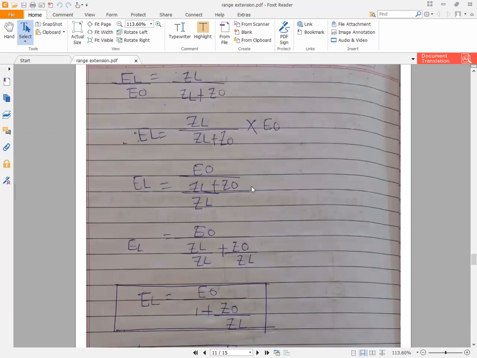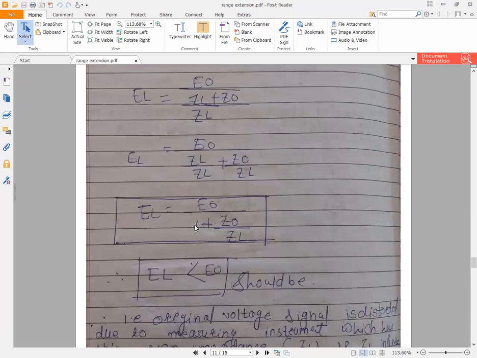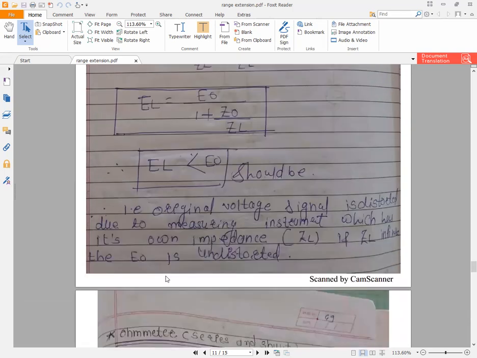These terms will get split into both quantities, and we can see here again ZL and ZL will get cancelled and only one is remaining. So EL equals E0 upon 1 plus Z0 upon ZL. With respect to this, we can say that EL will be less as compared to E0.